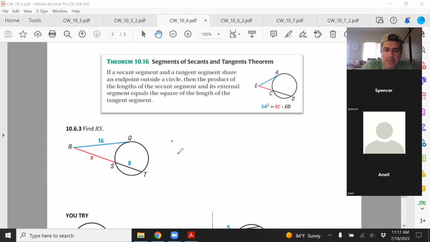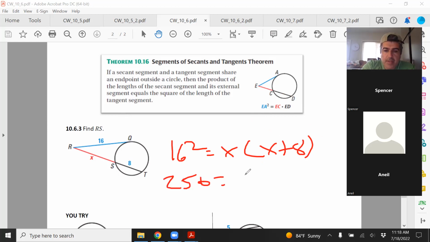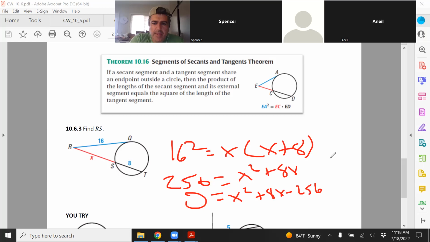So you do the same thing here. 16 squared equals x times x plus 8. So you just follow the formulas. That's all. It's 256 equals x squared plus 8x. Okay, here we're going to have to do some factoring. That's not a terribly easy one to factor. So you got to find two numbers that multiply to negative 256 and add up to 8.